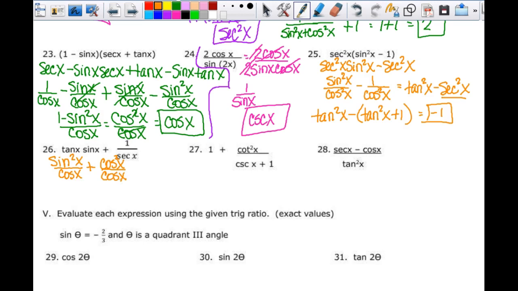So now I have a common denominator, and I get sine squared x plus cosine squared x all over cosine of x. So sine squared plus cosine squared is 1. That gives me 1 over cosine, which is secant of x.